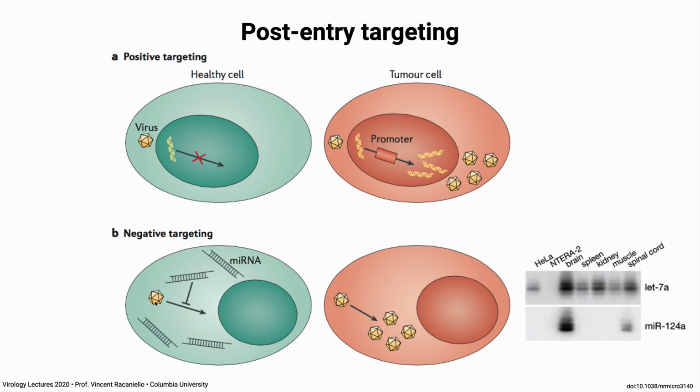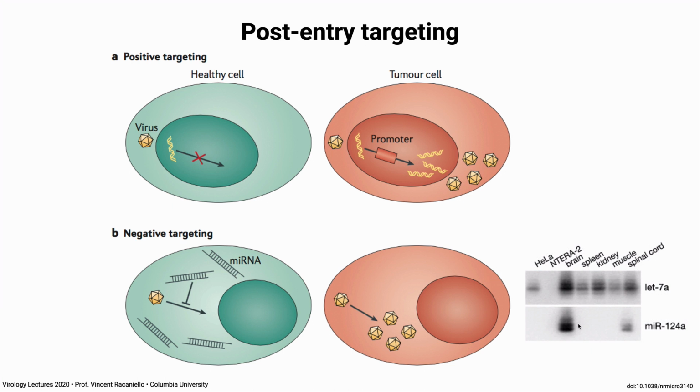Let's say you put into the viral DNA or RNA a sequence complementary to a microRNA. Then in cells with that microRNA, the vector will be inactivated. But if the microRNA is missing in tumors, then the vector will reproduce and kill the tumor. So what you have to do is screen cells and tumors for microRNAs. And here's a northern blot for 2 microRNAs, miR124A, LET7A.